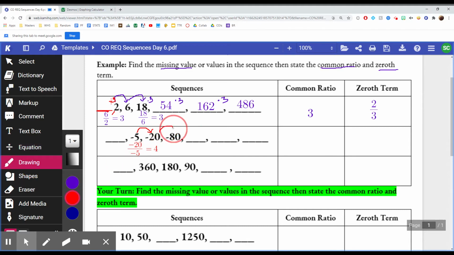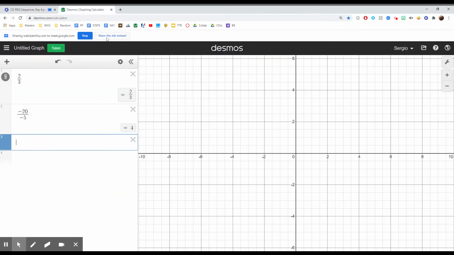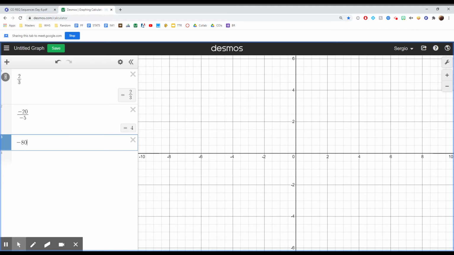So what do we do to -20 to get to -80? Okay, so I'm going to do the same thing. I'm going to divide -80 divided by -20. So I'm going to go to decimals here and say -80 divided by -20, and that again gives me 4.